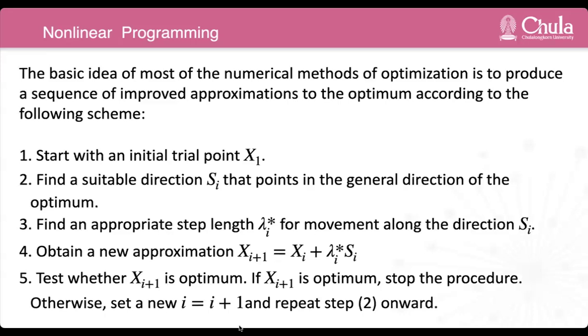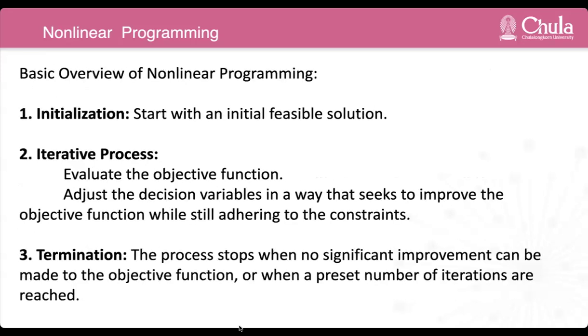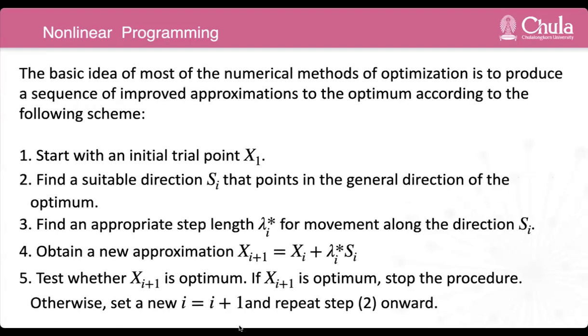Again, from the basic three steps, initialization, iterative process, and termination, we can translate into more detail. From that basic idea, first, we start from an initial trial point. What do we need from the initial trial point? X1 must be a feasible solution, right? It must satisfy the constraints, in the feasible region. And then we find a suitable direction that points in the general direction of the optimum. And then find an appropriate step length for movement along that direction. I will explain again in detail. Then we obtain a new approximation, a new point.